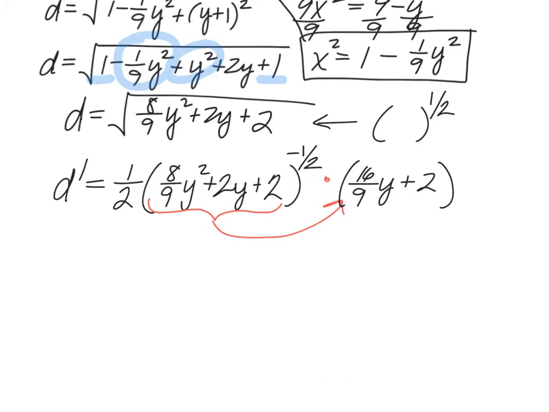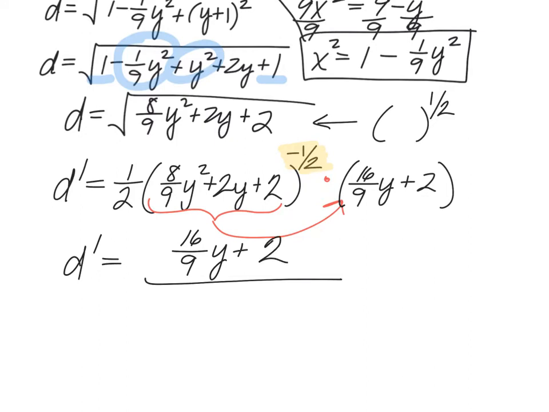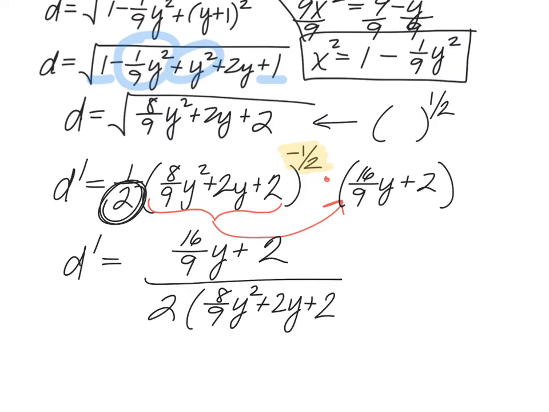And then it's worth noting that we have a negative exponent, and whenever we have those, it's usually easiest to rewrite the expression so it doesn't have a negative exponent, so we can put that in the denominator. So this is going to be a somewhat messy looking fraction. We'll have 16/9 y plus 2 in the numerator. And then in the denominator, we still have a 2 from the 1/2. And then we'll have the 8/9 y squared plus 2y plus 2, and that will all be raised to the positive 1/2 power.